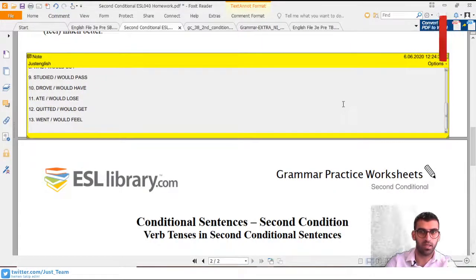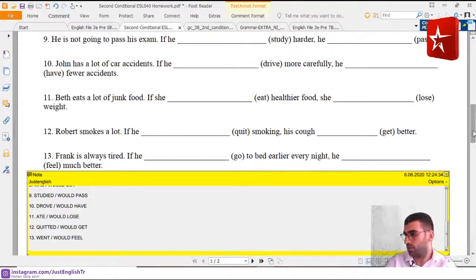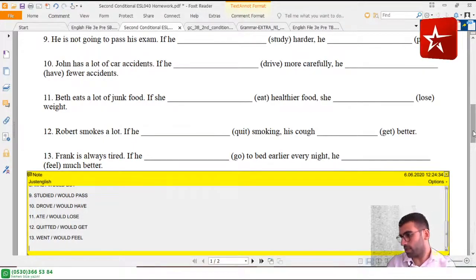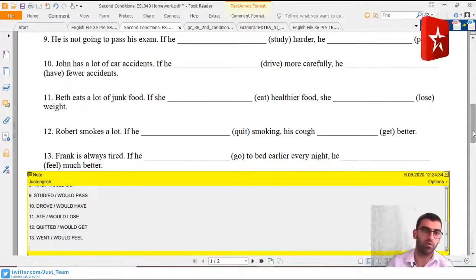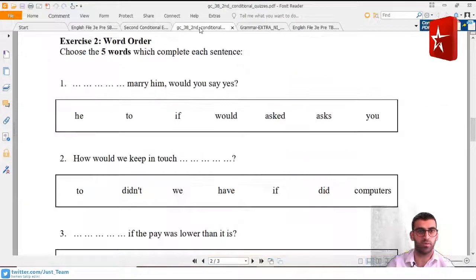Yes, okay. And I think we did it. We finished this part. Let me check. Muhammad Ali says goes. It's not goes, Muhammad Ali. We have to use the past simple form of go. Then we have to use would plus the first form of the verb. And let's do this one.